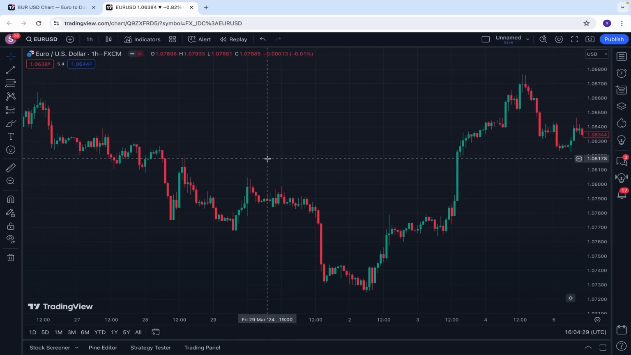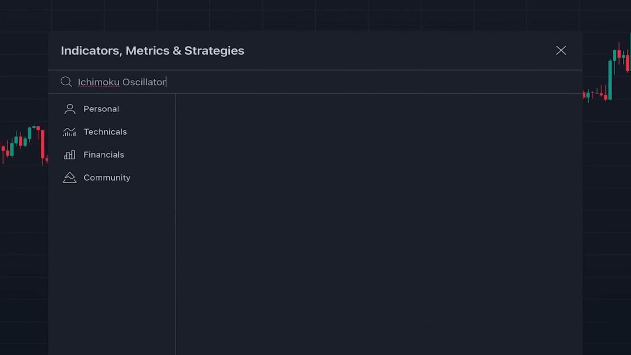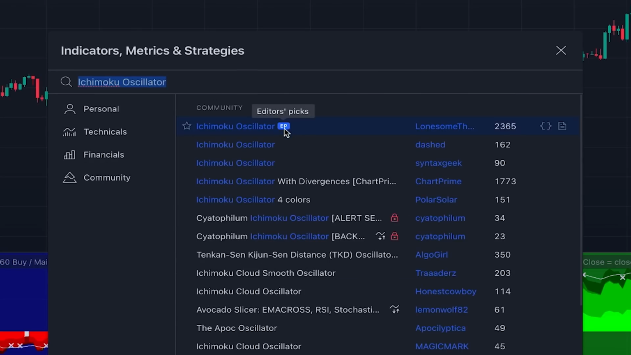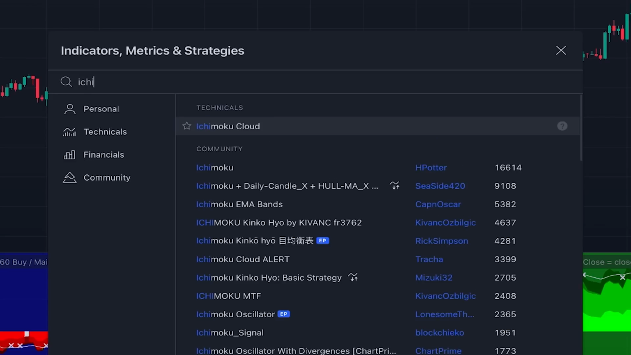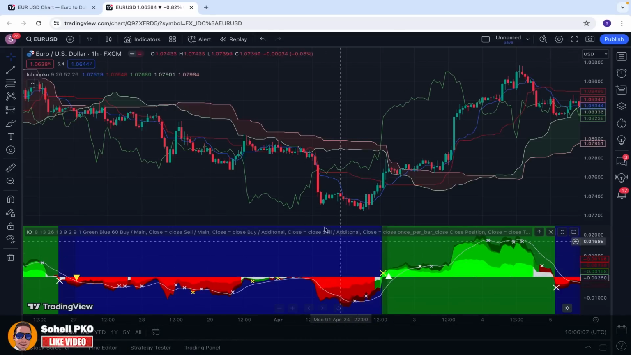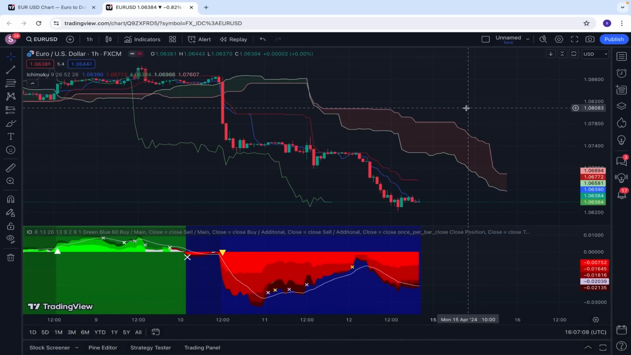Alright, to add this new Ichimoku Cloud indicator to our chart, we click on indicators and search Ichimoku oscillator. This one, which is an editor's picks indicator, is written by someone named Lonesome the Blue. We also add the original version, this one, because before we can understand this new version, we need to know the different components of the Ichimoku Cloud indicator, so it will make sense how this oscillator gives these buy-sell signals.